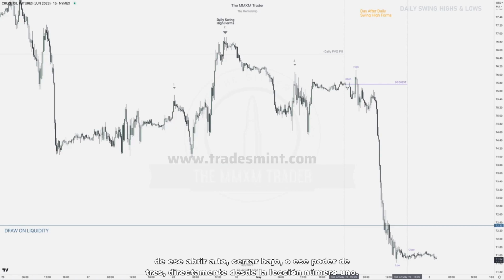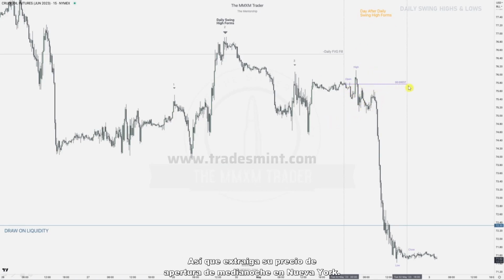So now after we focus on that 4th day, we're going to use our understanding of that open high low close or that power of 3, right, from lesson number 1. So this is day number 1 on the daily chart, right? Day number 2 over here, and then day number 3 down here, which forms that swing high on the daily chart. Now, is it in a key level? Yes, it is in a key level, right? We got that daily fair value gap fill, and then we're going to focus on the day after. So day number 4, open high low close, right?